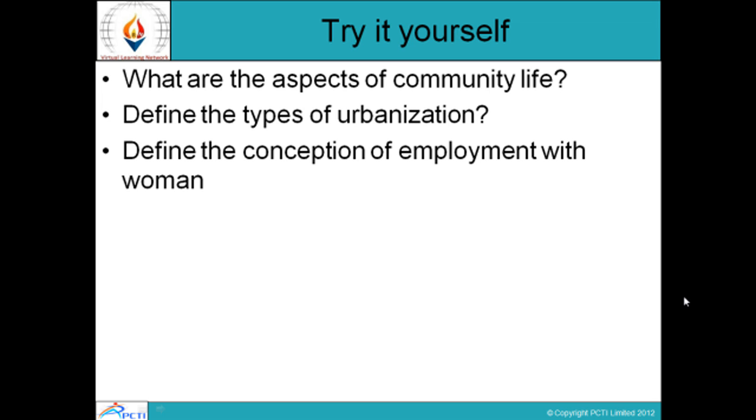You have to do it yourself. First, what are the aspects of community life? Define the types of urbanization. Define the conception of employment with women.